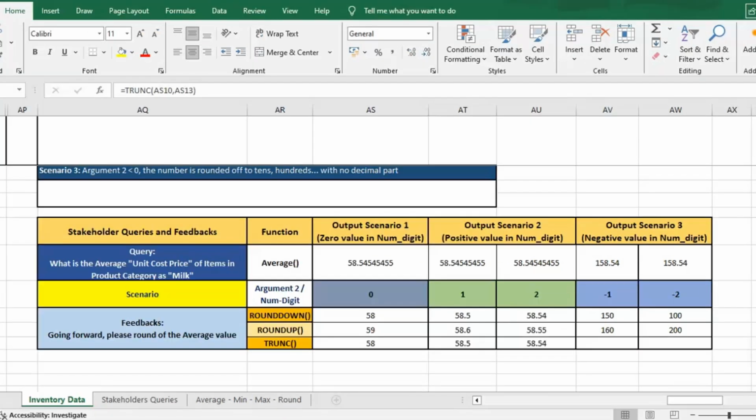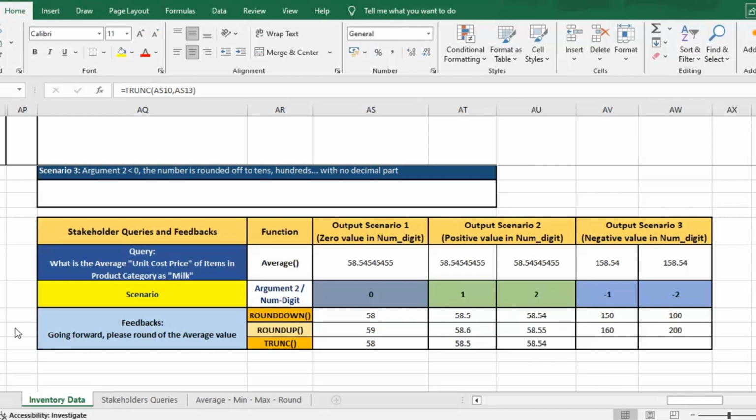Let us now understand the working of the TRUNC function. Here we will be covering two scenarios, scenario 1 and scenario 2. Scenario 1 is where num_digit is assigned a value of 0, and in scenario 2, num_digit is assigned a positive value. For scenario 2, we are considering two examples. In example 1, num_digit is assigned a value of 1. In example 2, num_digit, the argument 2, is assigned a value of 2.